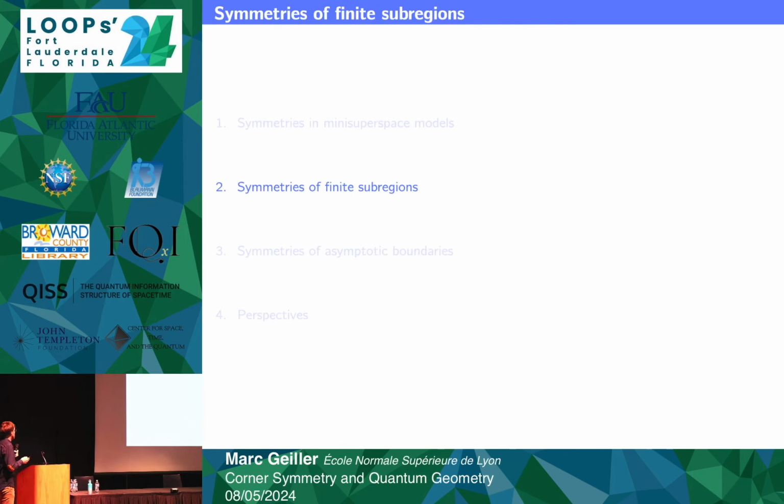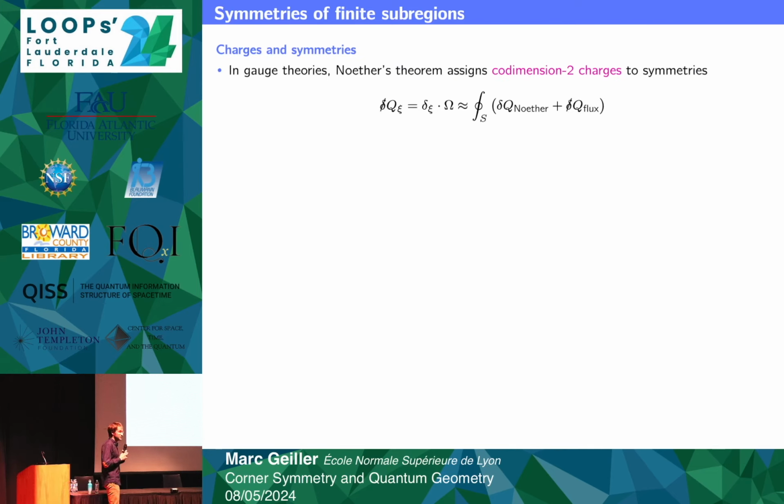Then I moved to symmetries of finite regions, finite subregions. So now we are in field theory, and we want to talk about the symmetry content of finite subregions. And essentially, the starting point, what is important, is to go back to the two theorems by Noether. And in the case of gauge theories, these two theorems combine to tell us that to symmetries, we associate codimension 2 objects. So in 4 dimensions, these are surface integrals. And these are the surface charges of the theory.